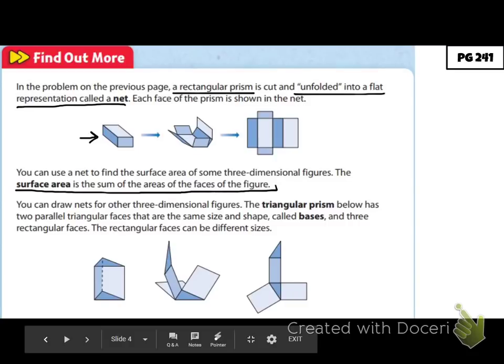The triangular prism below has two parallel triangular faces that are the same size and shape called bases, and three rectangular faces. The rectangular faces can be different sizes. So you can see you have your two triangles that are the same size, and then you have your rectangular faces from there.